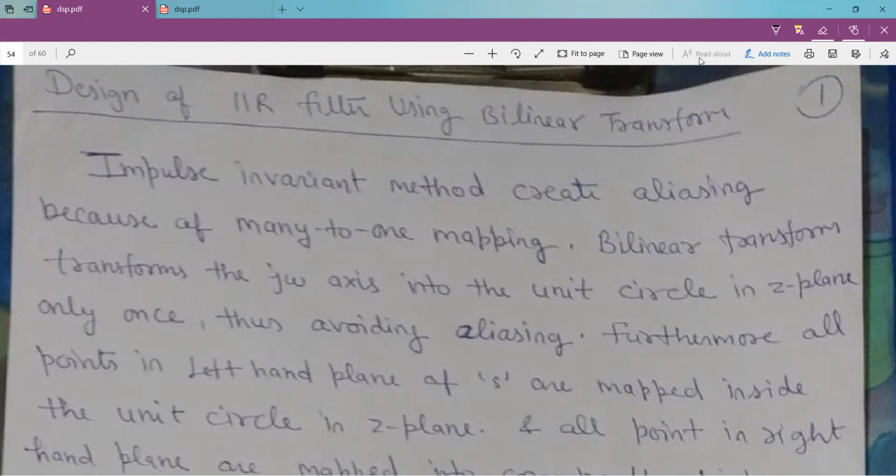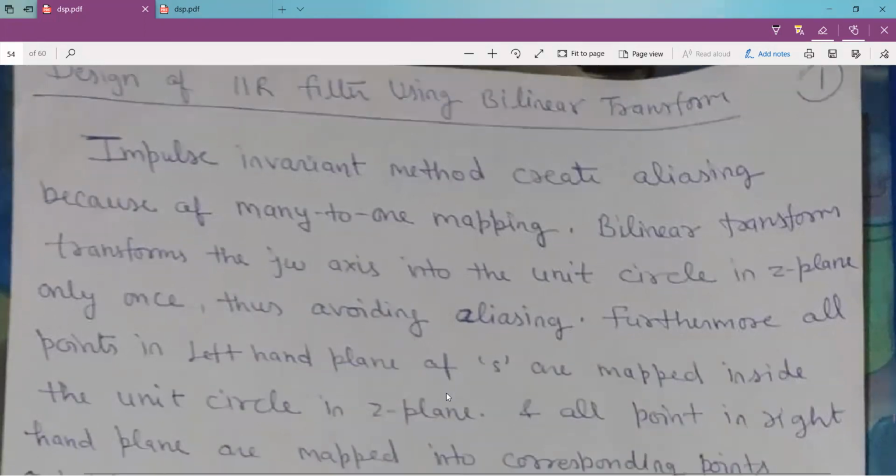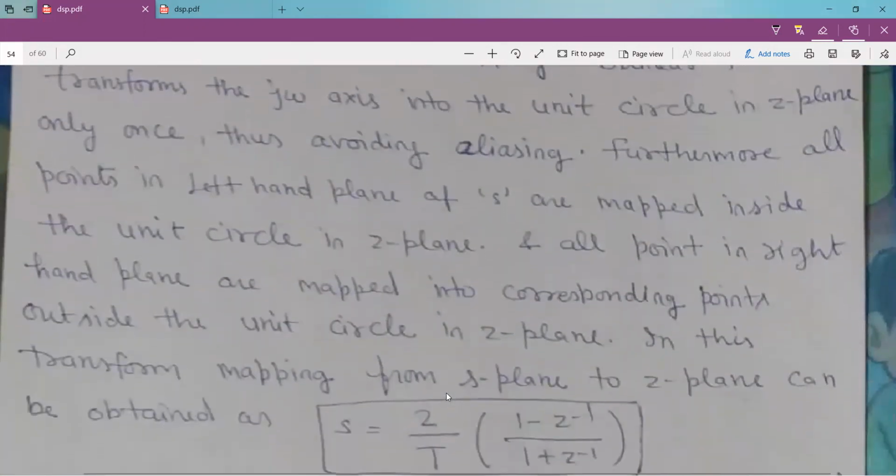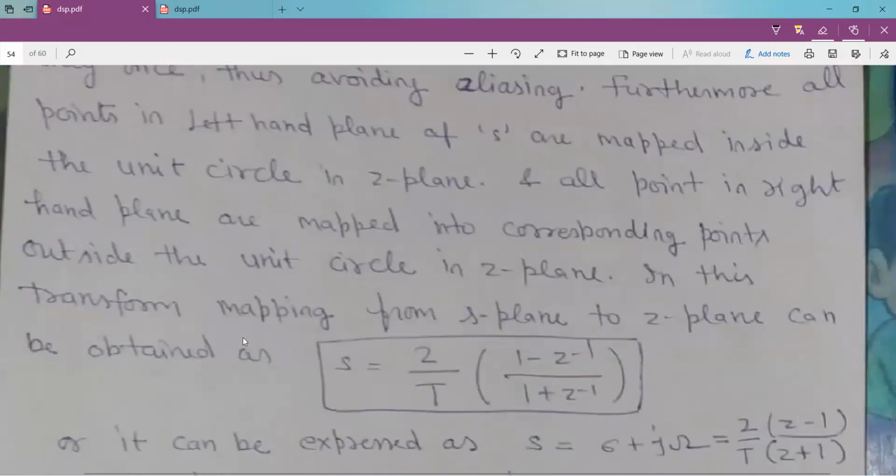As we have seen in the last video, the impulse invariant method creates aliasing because of many-to-one mapping. This many-to-one mapping arises because multiple poles in S-plane are mapped at the same location in Z-plane. This aliasing effect is avoided in bilinear transformation method by providing one-to-one mapping. And this one-to-one mapping is obtained by using this transformation rule.